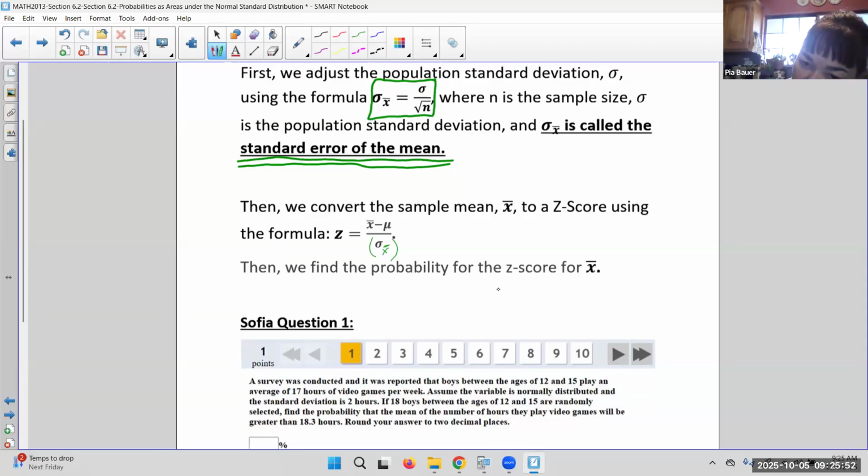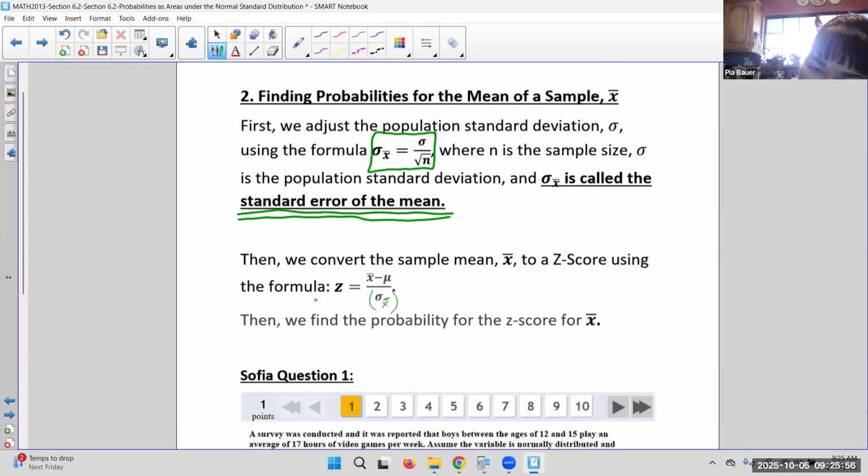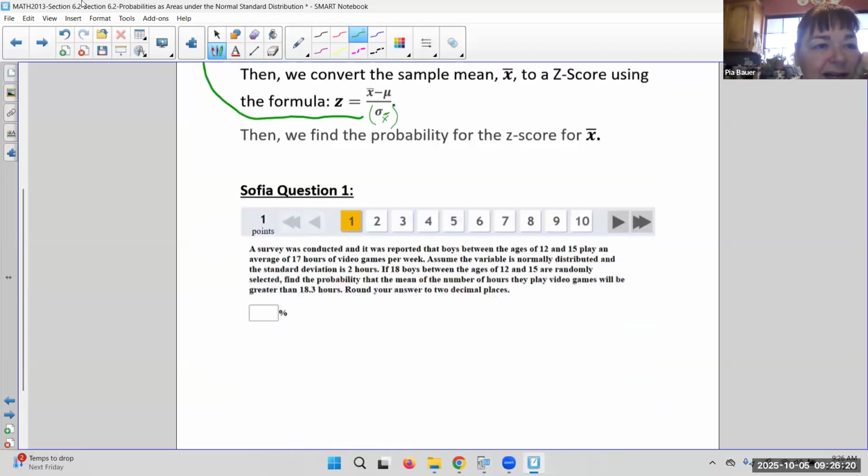And then we find the probability for that particular z-score. So it's how you find the z-score. Notice that you don't have x, but you have x bar minus mu this time. And instead of dividing by the standard deviation, you are actually dividing by this adjusted standard deviation that we call the standard error of the mean. So let's look at an example.